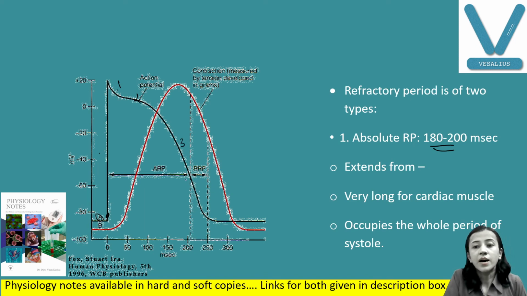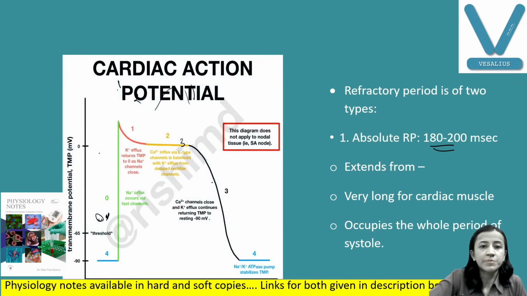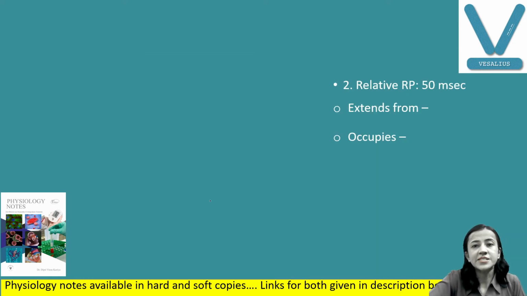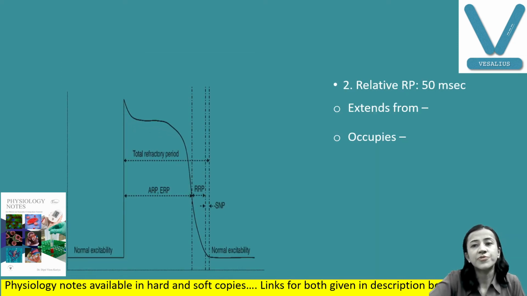Okay, and this is very long in cardiac muscle, and it occupies the whole of the systole and the initial part of the diastole. This one, this is systole contraction, and this is diastole also. Now you can see here, this is your absolute refractory period, this one, up to this one. And next is relative refractory period, that is about 50 milliseconds.